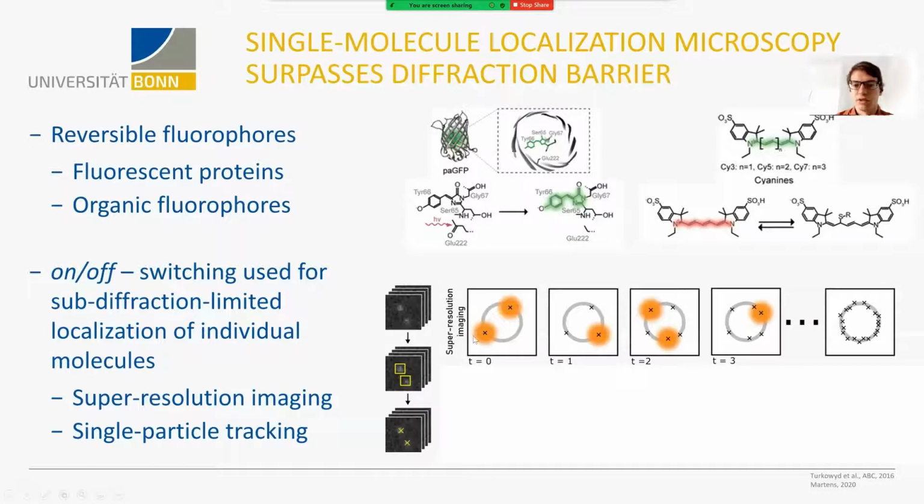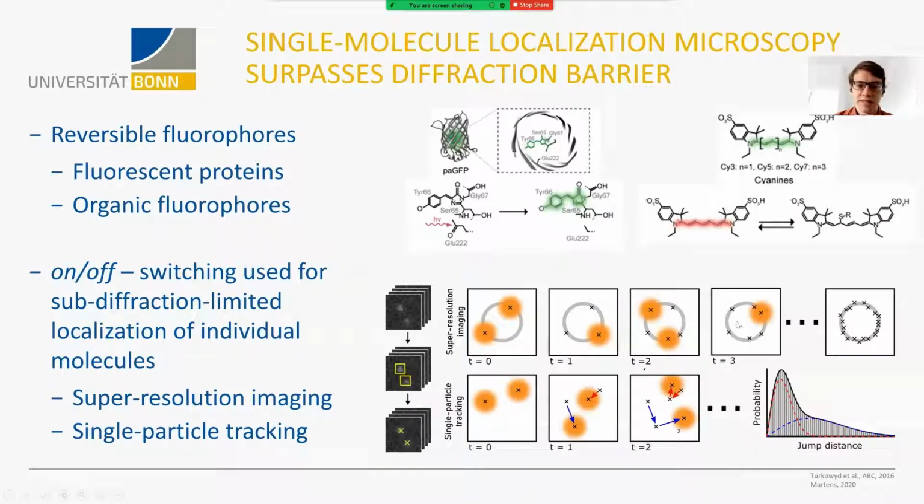In super resolution imaging, you basically have an unknown structure before you, this ring in this case, where you have a lot of blinking emitters, and by imaging and localizing them one by one, you can resolve the original structure. Alternatively, in single particle tracking, you can follow individual molecules through space and time and look at how big they jump, and from there do quantitative analysis.